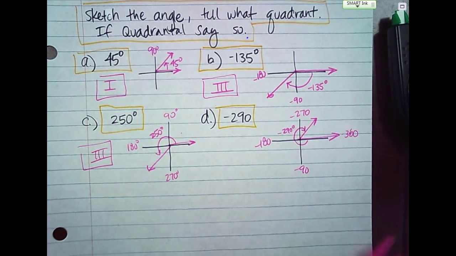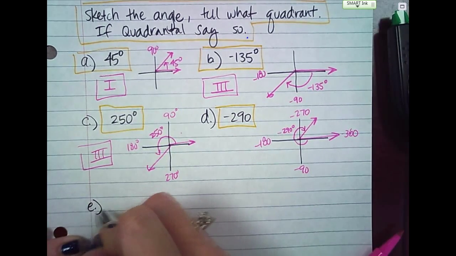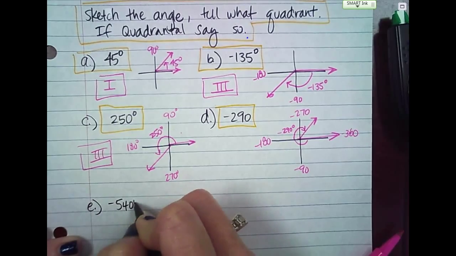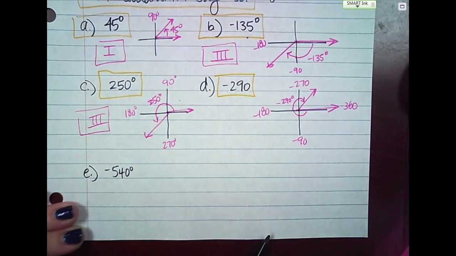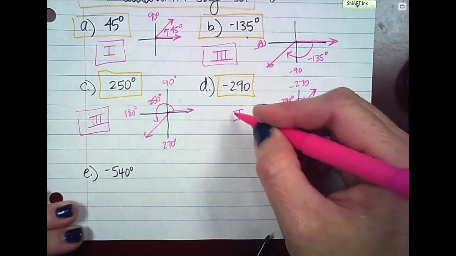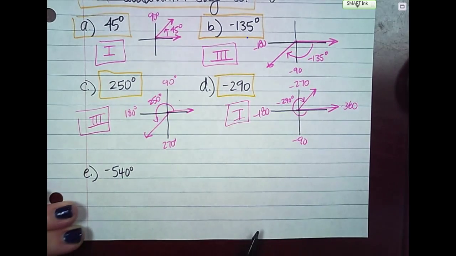Okay, the last one like this. Oh, I forgot to say what quadrant. What quadrant is that in? 1. 1. Sorry. Got sidetracked.